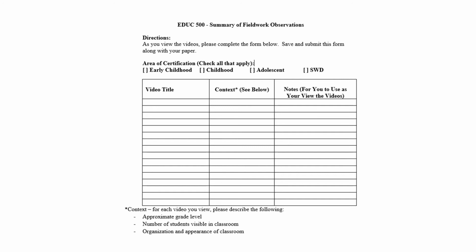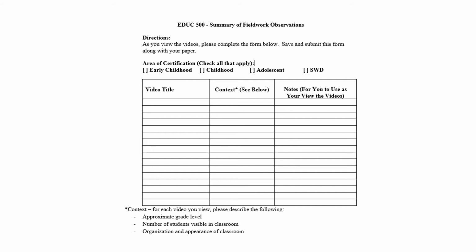So if you're purely an early childhood major, you're going to check early childhood. If you're purely a childhood major, you'll check that. Adolescents, same. Students with disabilities, same. If you are for some reason watching a mix of videos, it should be because you're in a program with multiple certifications or you have not yet matriculated into the School of Education. So after you check your area, you're going to watch the first video title, type it in, watch the video, take notes on the context.